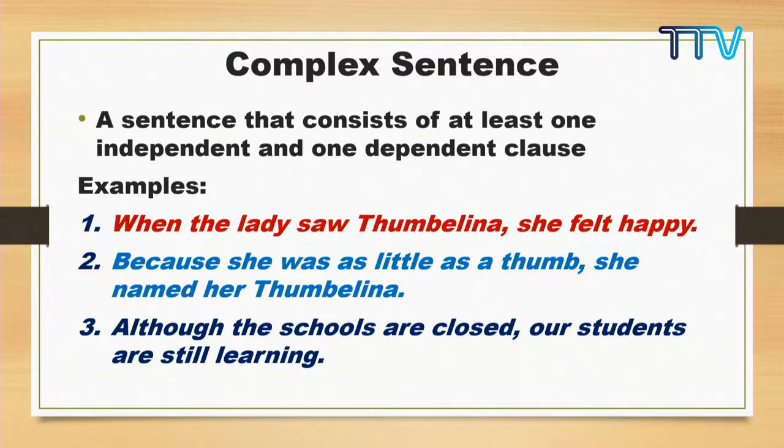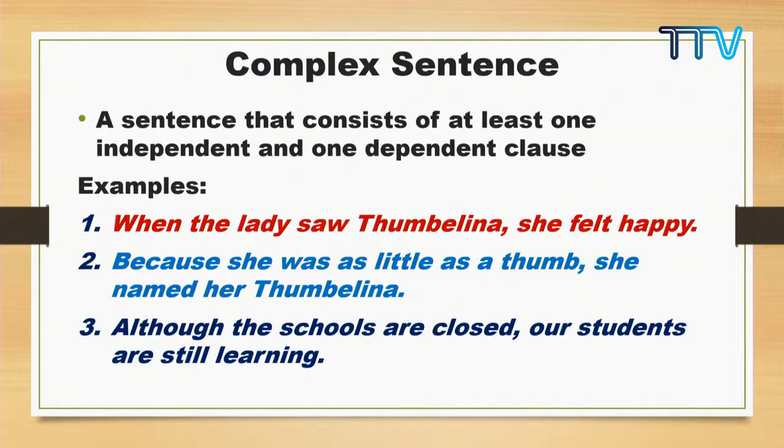Now, I just want you to quickly read the three sentences, right from the beginning. What a complex sentence looks like, you can note it down or just go through it before I move on to the next part. A complex sentence consists of at least one independent and one dependent clause. Keep that in mind. Complex: independent and dependent, two different clauses. Examples: When the lady saw Thumbelina, she felt happy. Because she was as little as a thumb, she named her Thumbelina. Although the schools are closed, our students are still learning.